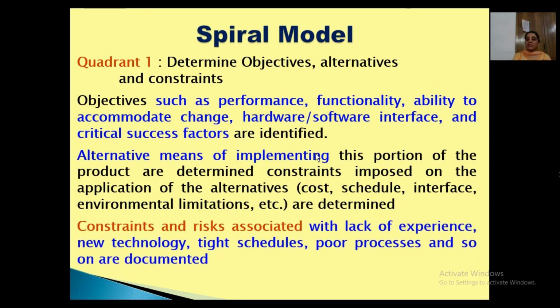Constraints and risks associated with the lack of experience, new technology, tight schedules, poor processes and so on are documented. Also, there can be other risks and constraints like lack of experience. Your people who are developing the system do not have that much experience to work with this kind of system. New technology, your schedule of timings, processes might be poor, so they all must be listed in the first quadrant before developing the system.